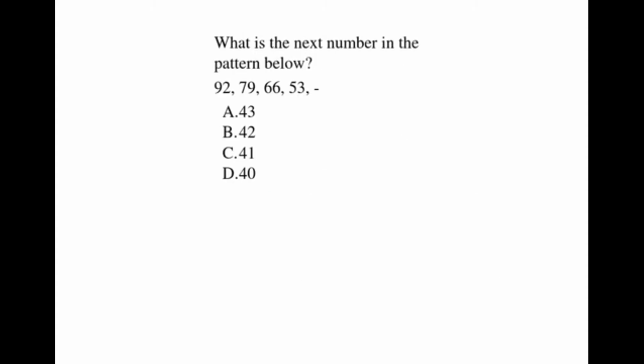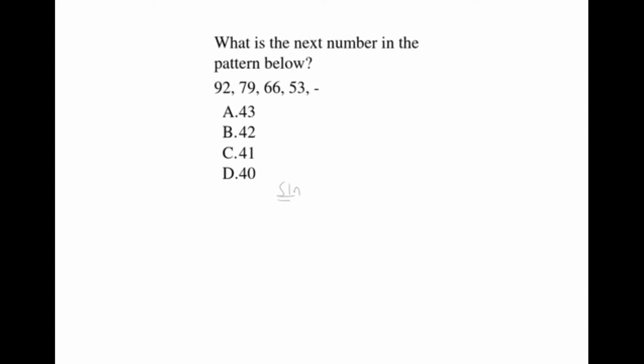What is the next number in the pattern below? We have 92, 79, 66 and 53. Then we are required to find the next number in the pattern. So we have the solution. First, as you can see in our pattern, the numbers are decreasing. So we find the difference between the consecutive numbers.